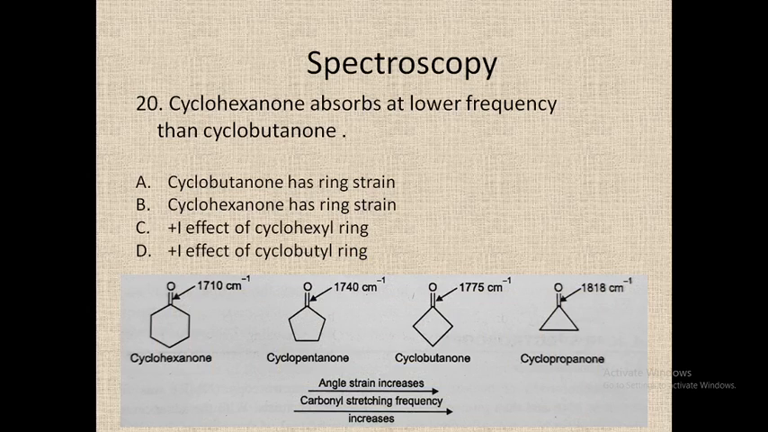Let's see the structures. See here, cyclohexanone, cyclopentanone, cyclobutanone and cyclopropanone. As you go from cyclohexanone to cyclopropanone, angle strain increases, and due to that angle strain the carbonyl stretching frequency also increases. So as compared to cyclohexanone, cyclobutanone has more ring strain. Cyclohexanone actually has very little ring strain. So option A will be the correct answer.